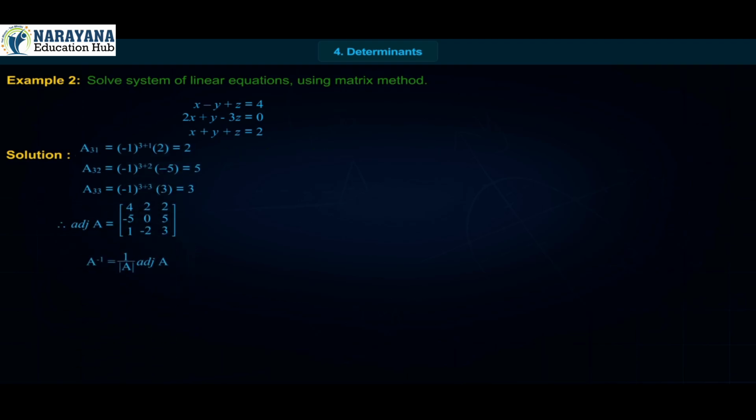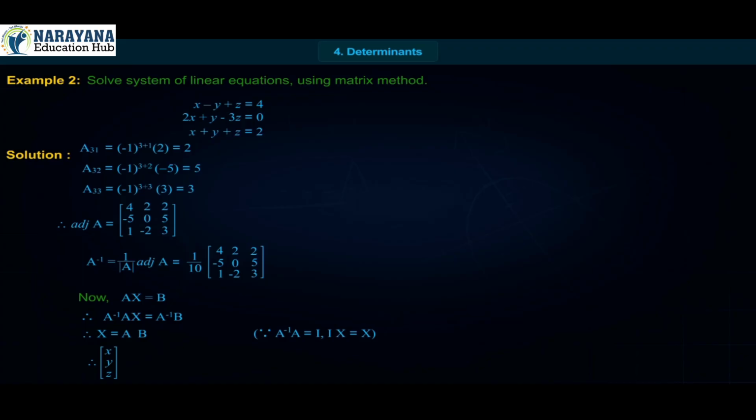A inverse is equal to 1 upon determinant of A into adjoint A is equal to 1 upon 10 into matrix [4 2 2; -5 0 5; 1 -2 3]. Now AX is equal to B. Therefore, A inverse into AX is equal to A inverse into B. Therefore, X is equal to A inverse B, because A inverse A is equal to I, and IX is equal to X.